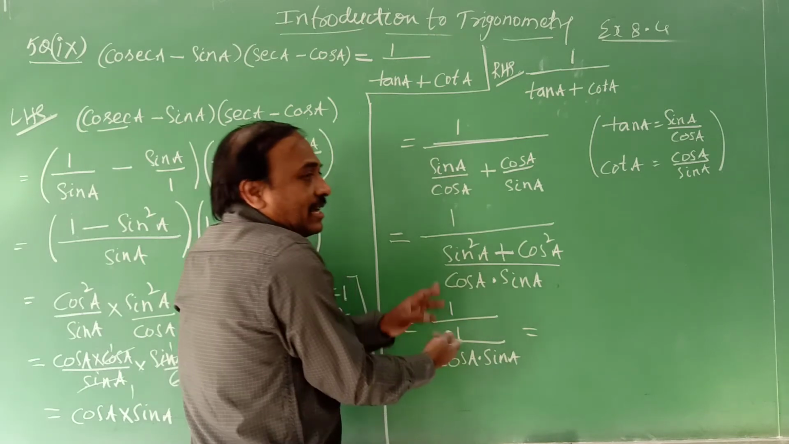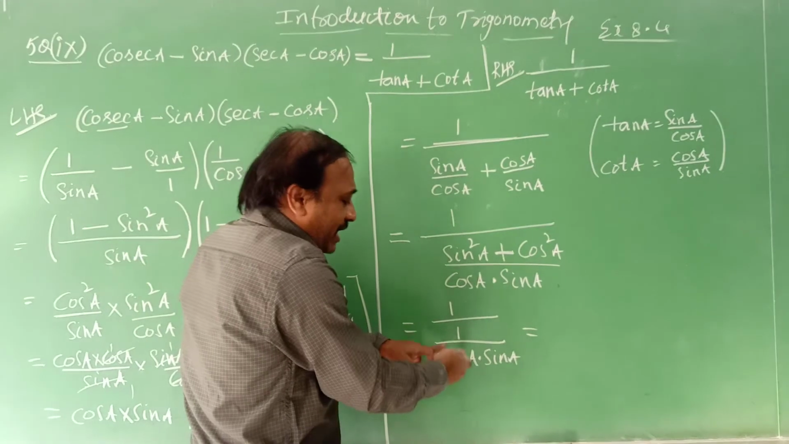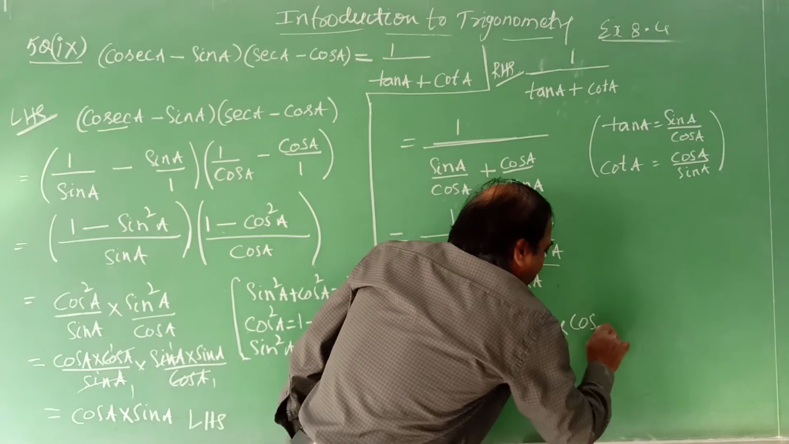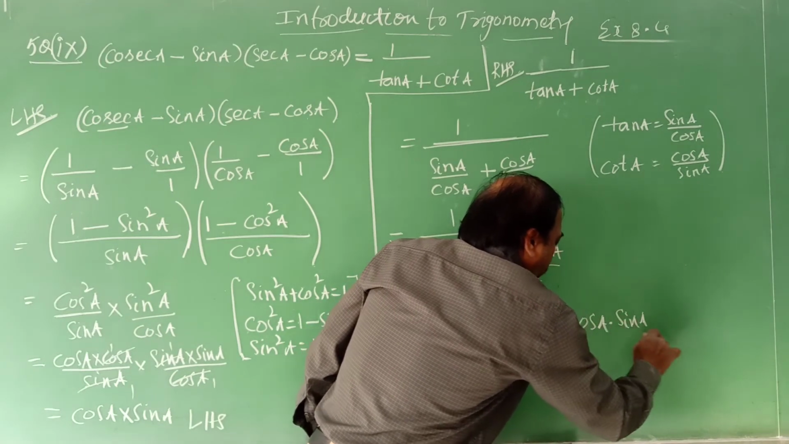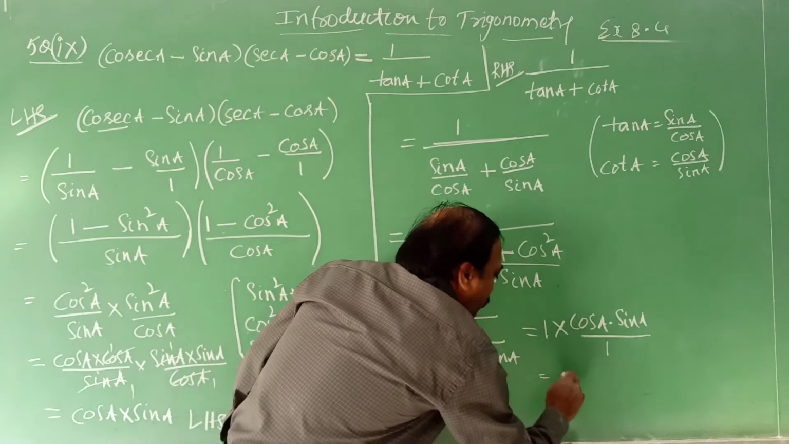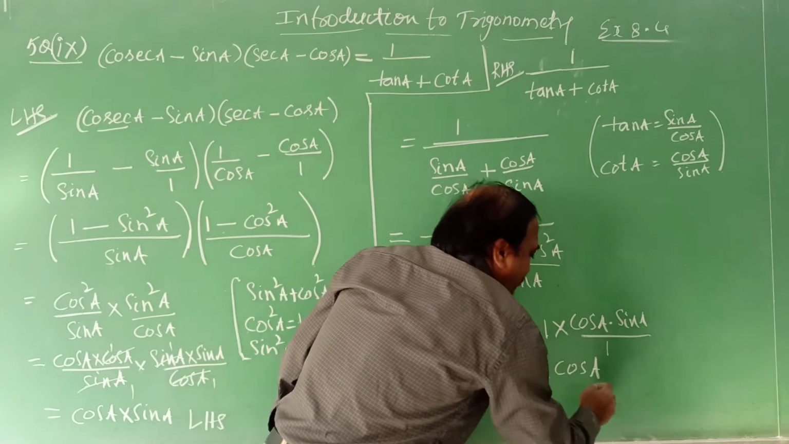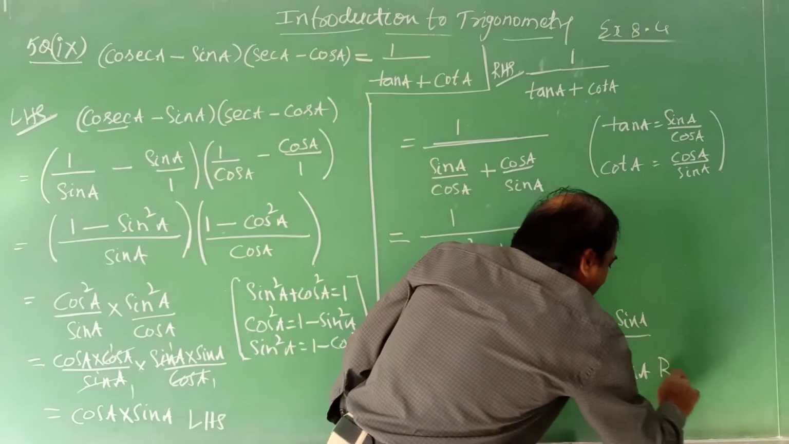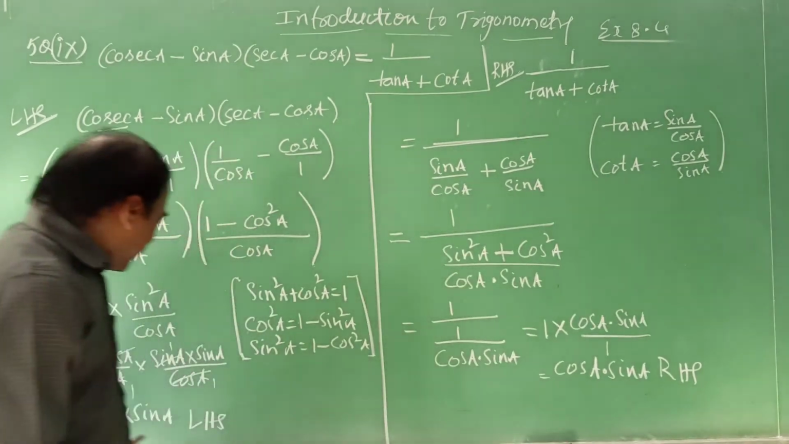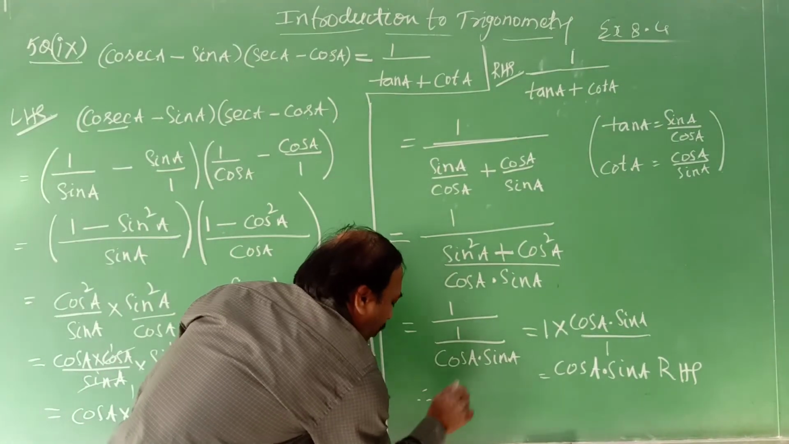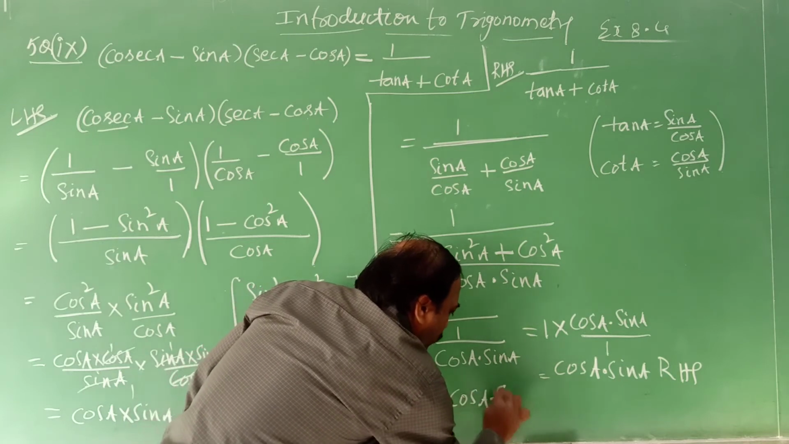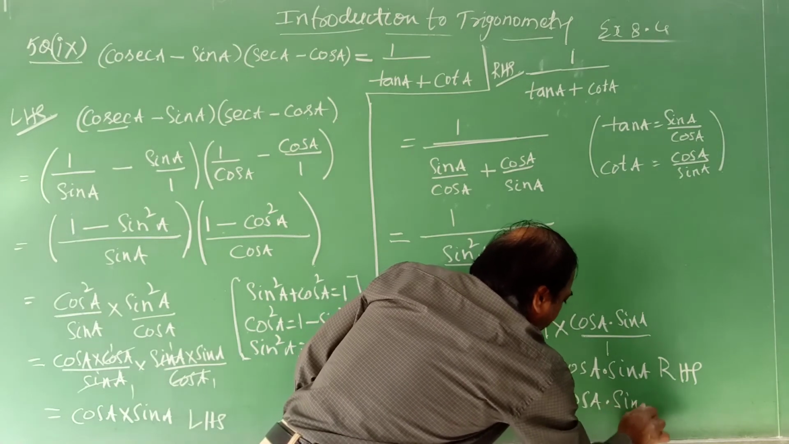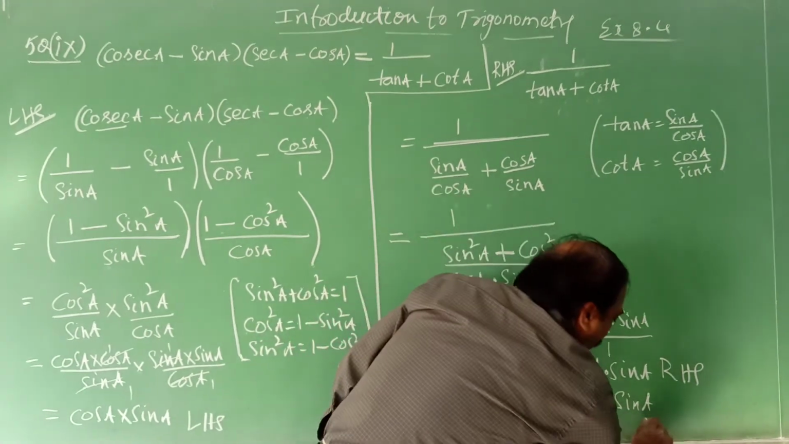1 divided by this. So when you take the reciprocal, 1 divided by 1 by cos A, the reciprocal will go like this: 1 into cos A into sin A by 1, which equals cos A into sin A, which is the RHS. Now for the LHS we got cos A into sin A. Therefore, cos A into sin A equals cos A into sin A.